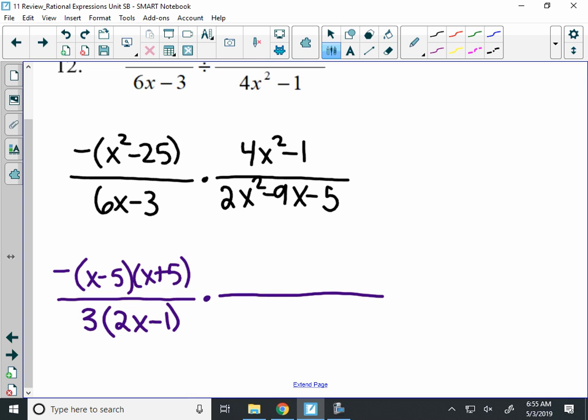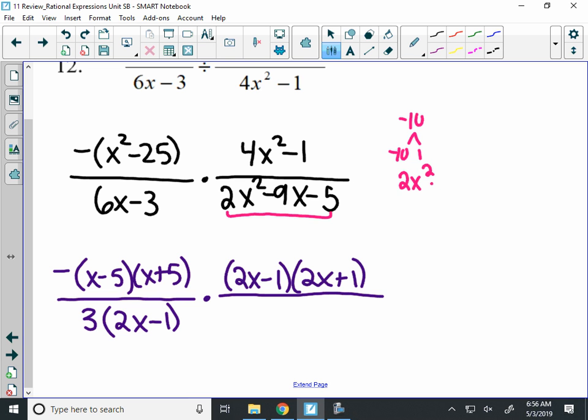Now my second fraction. Numerator is also difference of squares. 2x minus 1 times 2x plus 1. And then I have to think about split the middle here. I need two numbers that multiply to negative 10 and add to negative 9. So I'm thinking negative 10 and 1. When I split the middle, I'll have 2x squared minus 10x plus 1 minus 5.